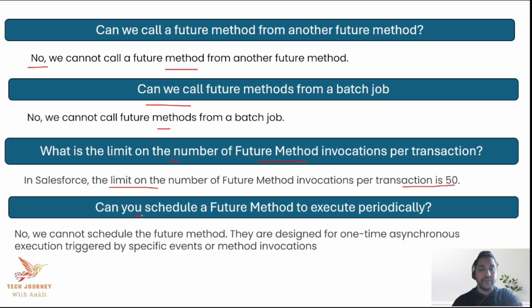Next one, can you schedule a future method to execute periodically? No. Again, we cannot schedule future methods. They are designed for the one-time asynchronous execution approach. So scheduling a future method to execute periodically is also not possible.